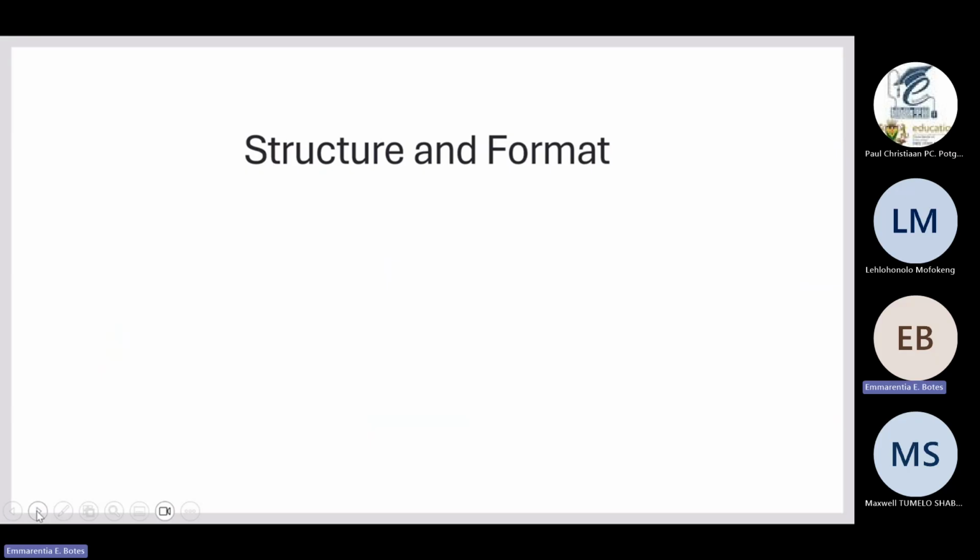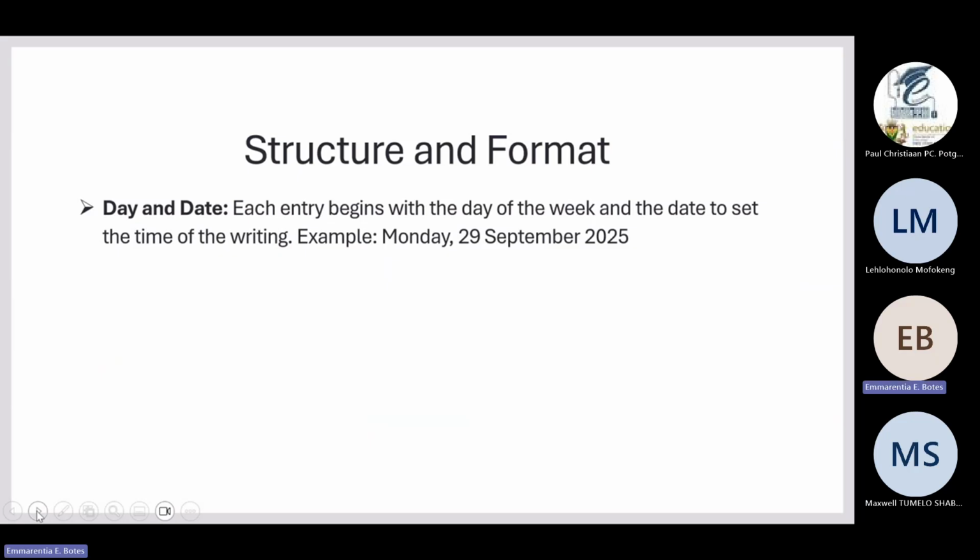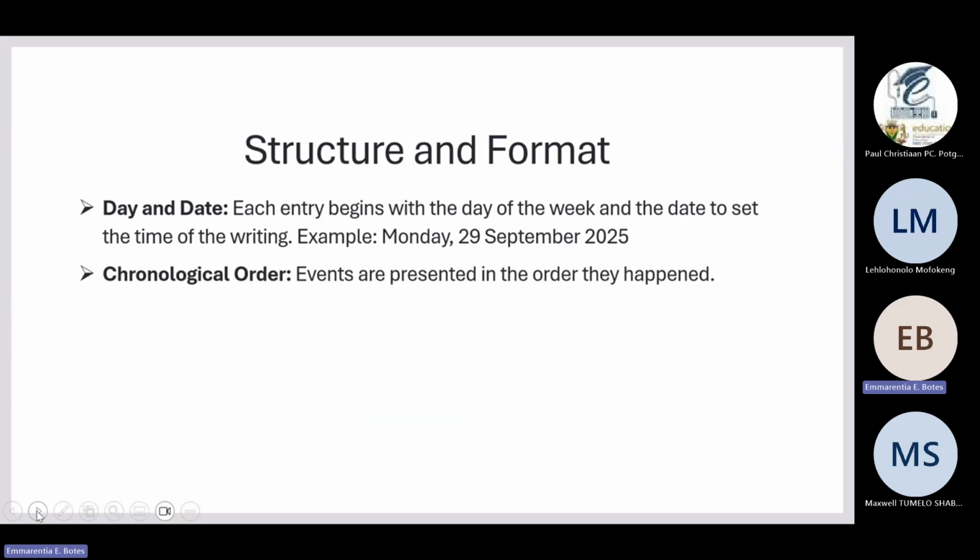Okay, let us look at the structure and the format of a diary. Now, like I already said, the day and date, that is so important in your diary entry. So each entry begins with the day of the week and the date to set the time of the writing. Now, the example here, Monday, then you see there's a comma, 29th September 2025. So this is how your diary entry will start. When you are assessed on the diary entry, your teacher will look at this format to make sure that you have the day and the date included in your diary entry.